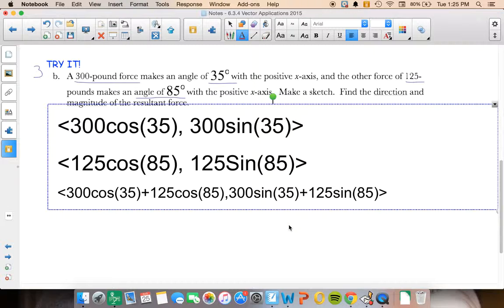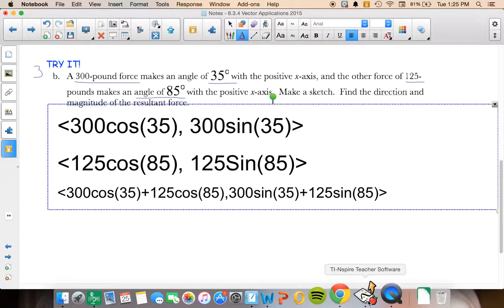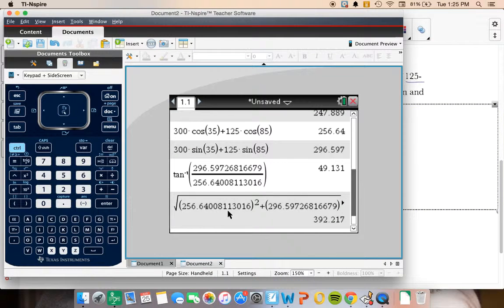On the calculator, I've done all those calculations, and here they are. The first is the x component. Now we have the y component. Then to find the angle, we're going to do tangent inverse of the y divided by the x, and we get an angle of 49 degrees.